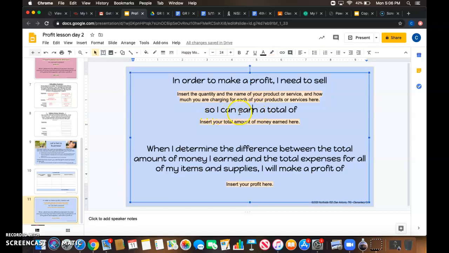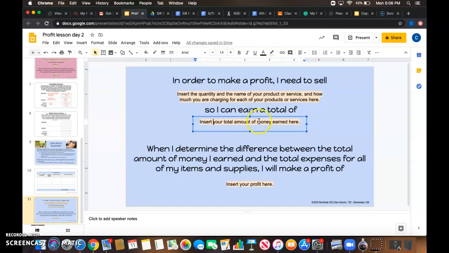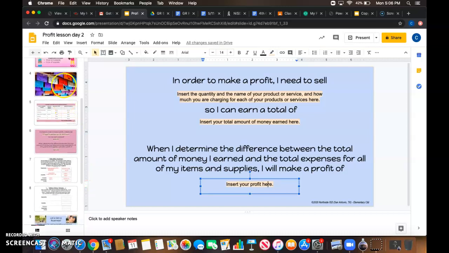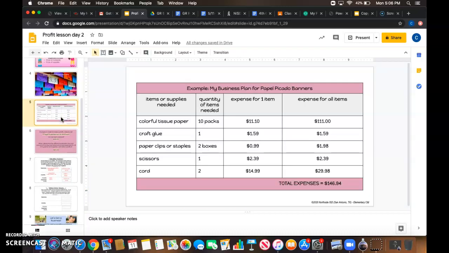Then the next part says, so I can earn a total of, you're going to insert the total money earned here. And then when I determine the difference between the total amount of money I earn and the total expenses for all of my items and supplies, I will make a profit of, and you're going to put your profit here. And don't forget, your profit is going to be the amount that you've earned minus your expenses, and that's going to give you your profit. And if you choose to do this activity, you'll just refer back to this example up here.